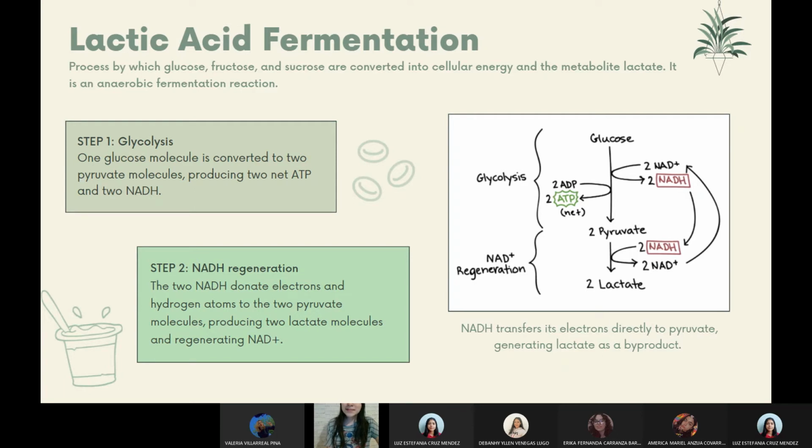It has 2 steps: glycolysis and NADH regeneration. During glycolysis, 1 glucose molecule is converted into 2 pyruvate molecules, producing 2 net ATP and 2 NADH. In NADH regeneration, the 2 NADH donate electrons and hydrogen atoms to the 2 pyruvate molecules, producing 2 lactate molecules and regenerating NAD+.